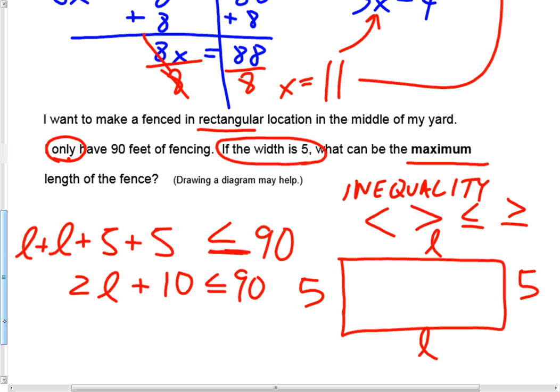How did I know that this was a perimeter problem, even though perimeter is not mentioned? What word tells me that it's perimeter? Fence. Where does a fence go? It goes on the outside. You've got to make a determination that you're looking at a perimeter problem. It's talking about fence, it's talking about perimeter. So put the word perimeter right next to that.